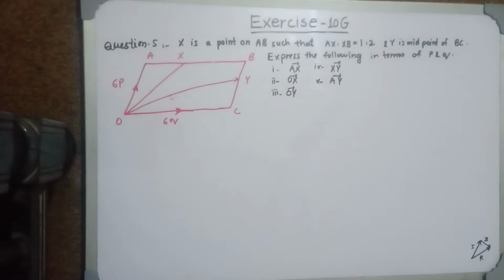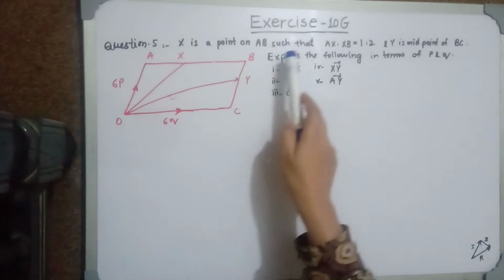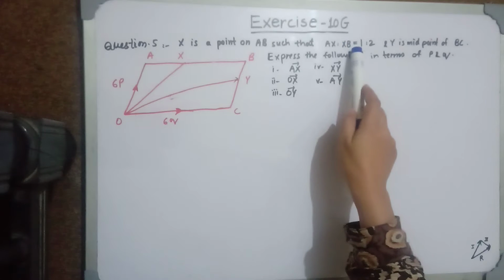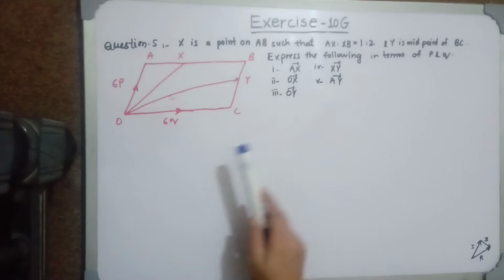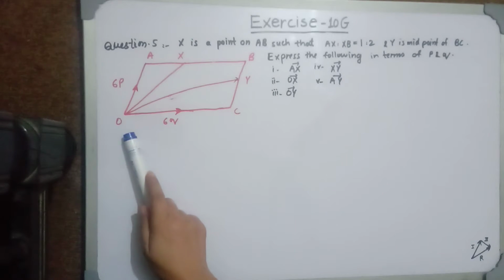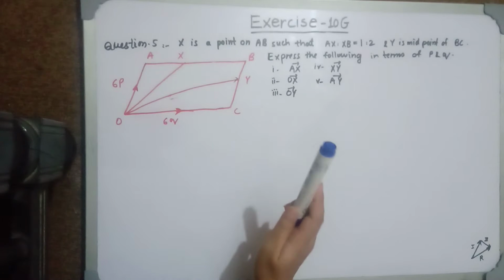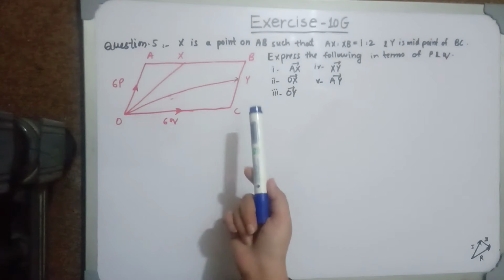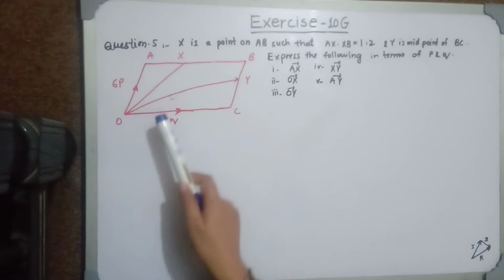Assalamu alaikum students. We are starting question number 5 of exercise 10G, right? And the question states that X is a point on AB such that AX ratio XB is equal to 1 ratio 2. Here you can see in the figure we have a parallelogram, and it is also given in the question that it's a parallelogram, which means that opposite sides are equal.